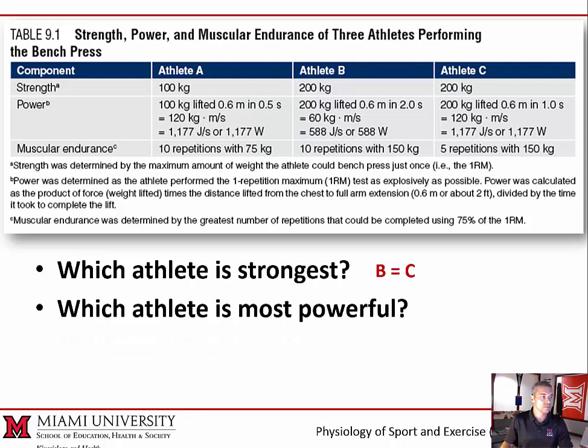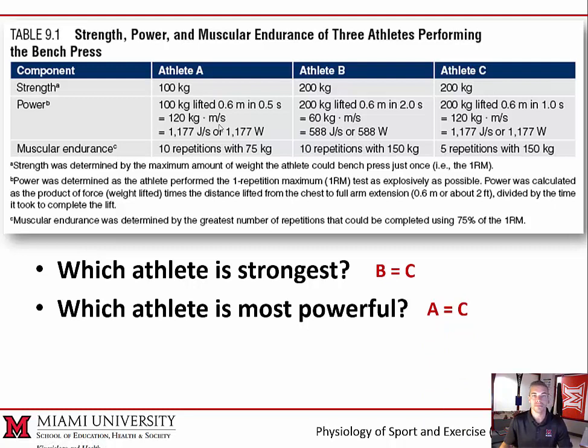Which athlete is the most powerful? Again, we look at the power here. Athlete A lifted 100 kilograms, 0.6 meters in about half a second. If we calculate power, as typically expressed in watts, this athlete is generating over 1,100 watts in power. Athlete B, half of that, as they're taking twice as long to lift the 1 RM load. That comes up to 588 watts, and athlete C performs the same power output as athlete A. So we could say that athlete A and C are equally as powerful, whereas athlete B is the least powerful in this example.